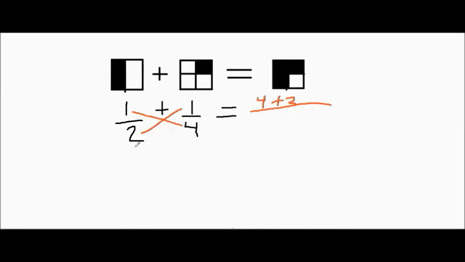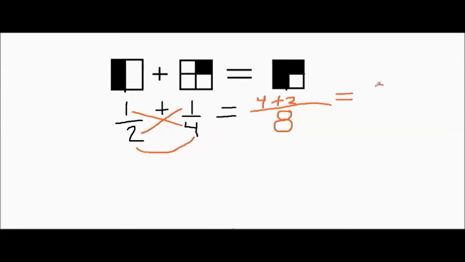Now, to get the denominator, we're going to multiply, well, when these two are different, you're going to multiply them by each other. So right here we have 2 and 4, obviously different numbers. So again, if they're different, you're going to multiply the denominators by each other. So right here it'll be 2 times 4 is equal to 8. So that's our denominator.